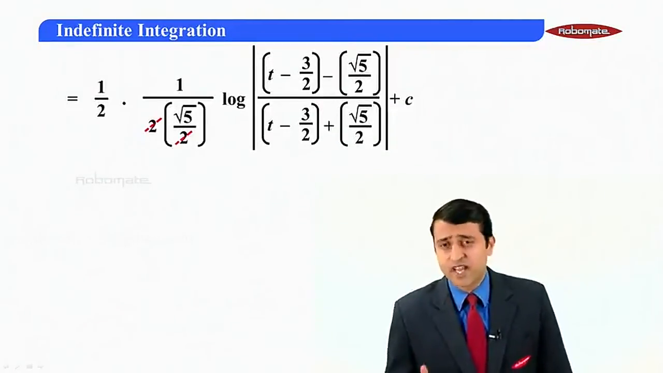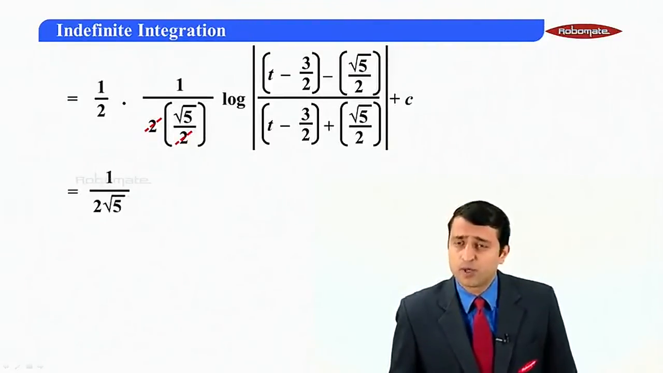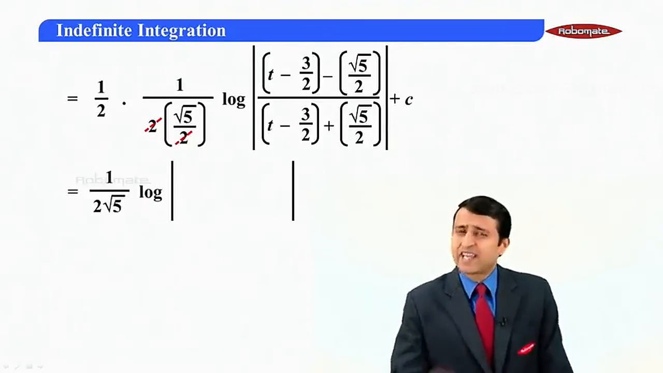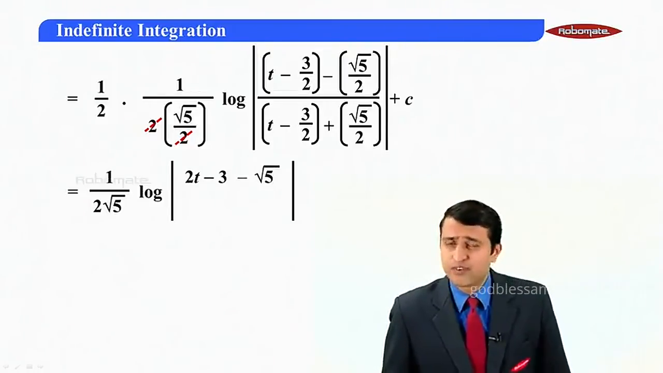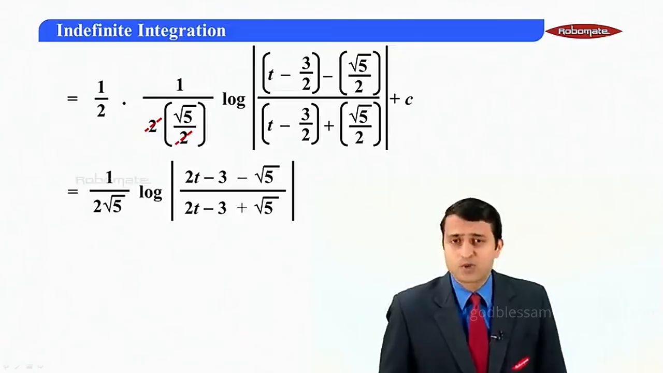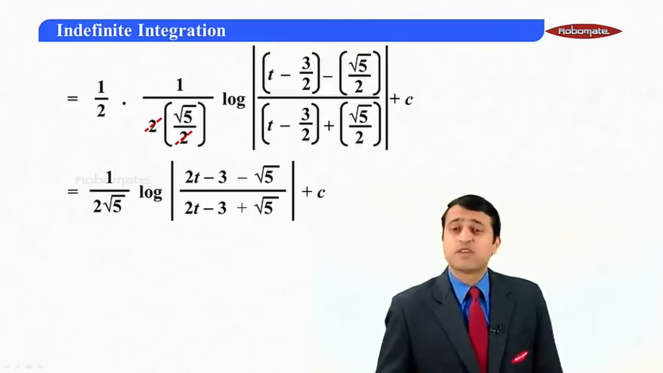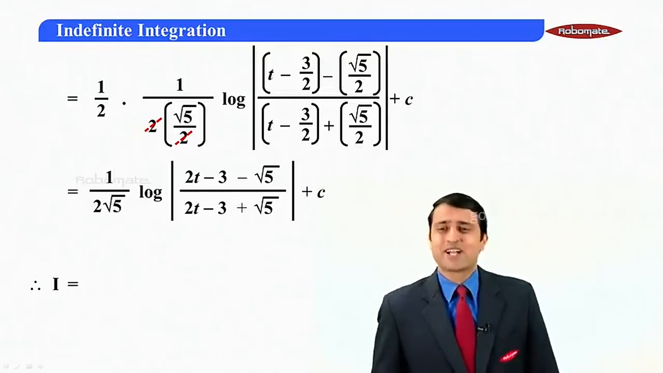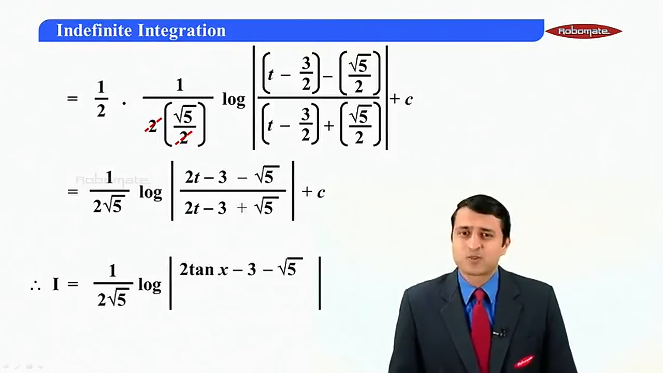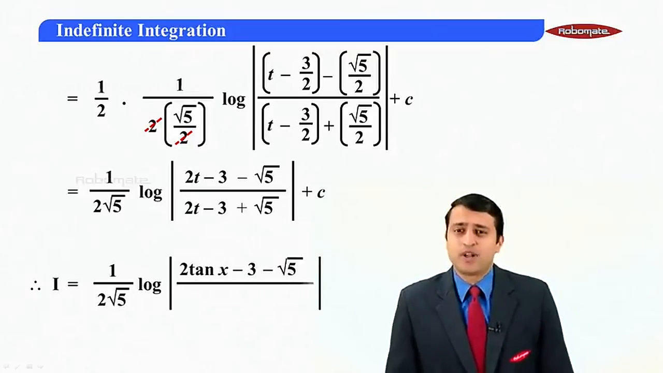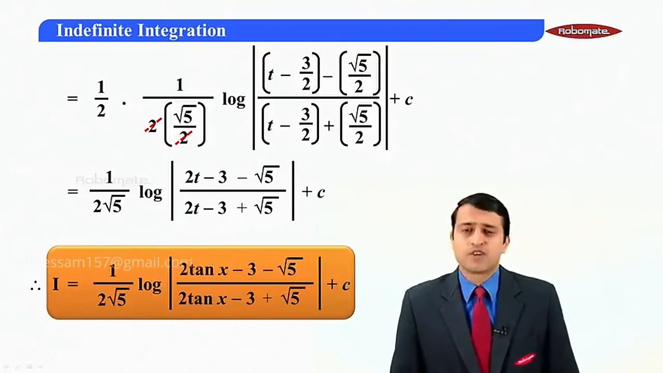Now the very first thing which strikes me is cancel the 2. Correct? What is left before the log term is 1 upon 2 root 5 log mod of. Can I take LCM in the numerator and denominator? What we will get is 2t minus 3 minus root 5 upon 2t minus 3 plus root 5 plus c. Now, the question was in terms of x. So, let us put the value of t as tan x. So, let us write in the next step 1 upon 2 root 5 log mod of 2 tan x minus 3 minus root 5 upon 2 tan x minus 3 plus root 5 plus c. And that becomes your final answer.